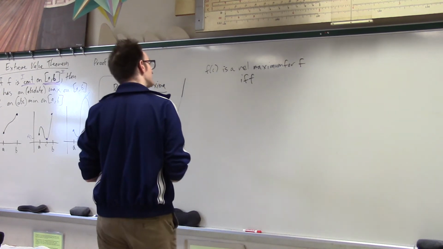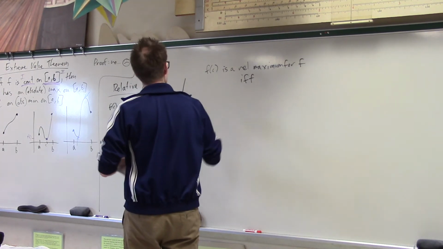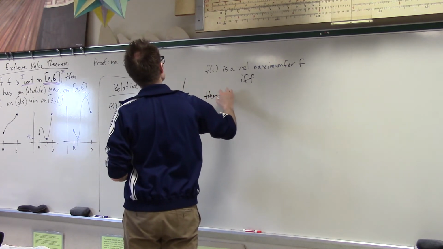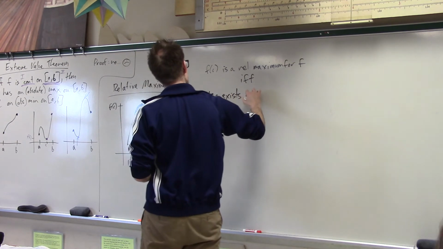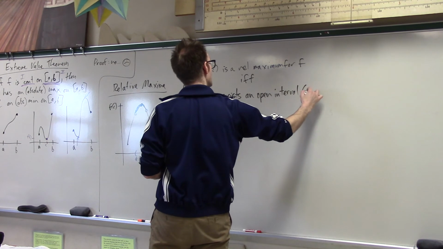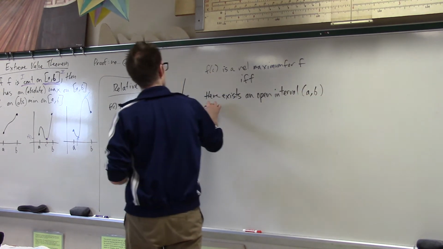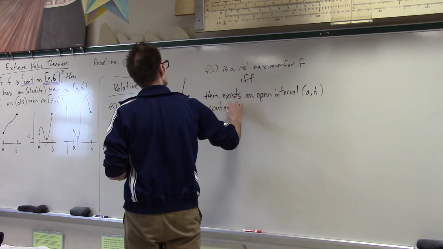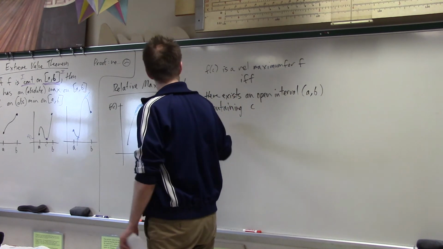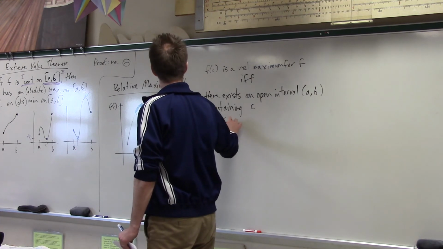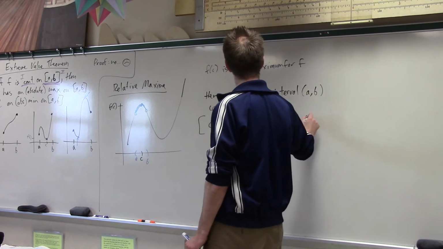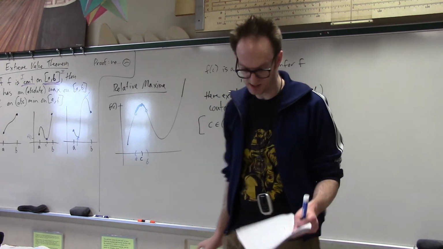f has a relative maximum at c if and only if there exists, I'll just use words, an open interval, and I call that open interval (a, b), containing the point c. In other words, the point c is on the interval (a, b), or you could say it more simply as just like that. Just restating the same thing in 3 different ways.